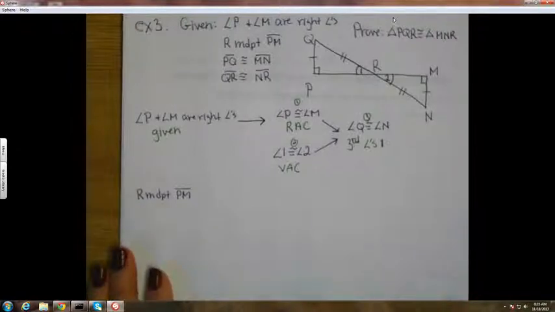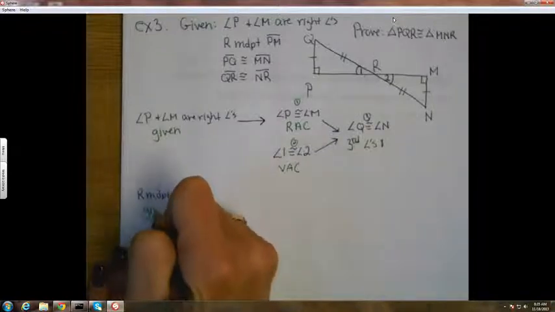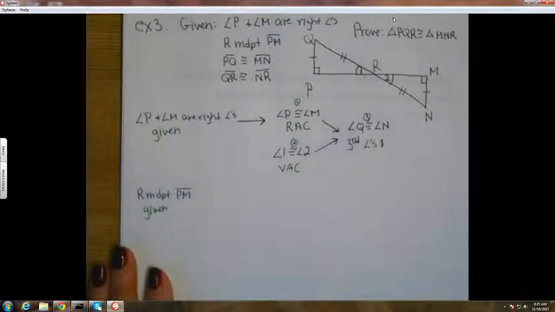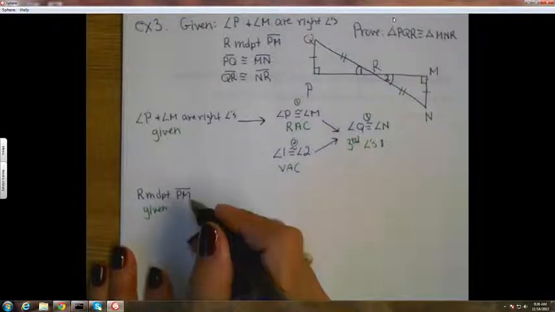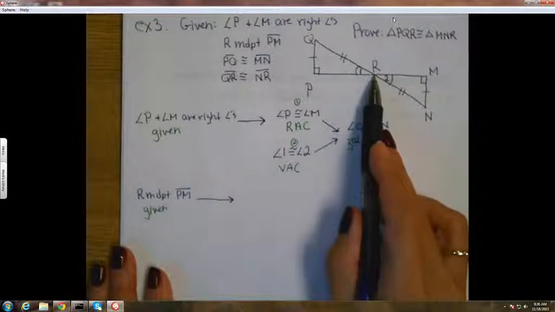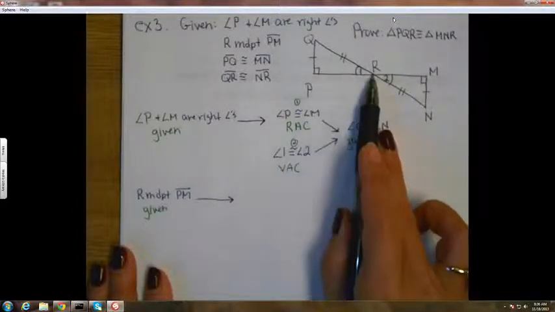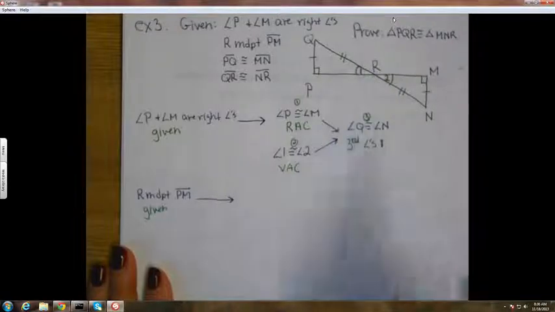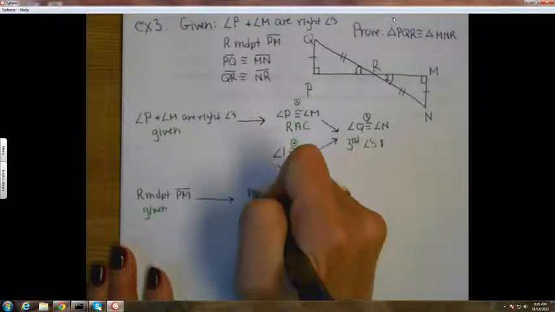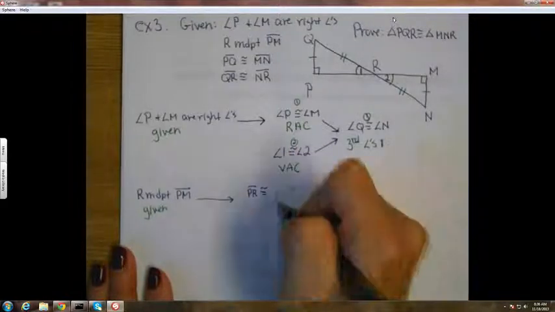Yep, start a new thing. Why am I allowed to say R is the midpoint of PM? It's given. What does that help me get congruent? Because R is the midpoint of segment PM, what has to be congruent because that's sitting in the middle of it? PR would be congruent to MR.